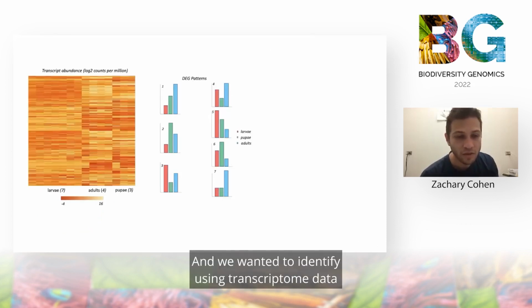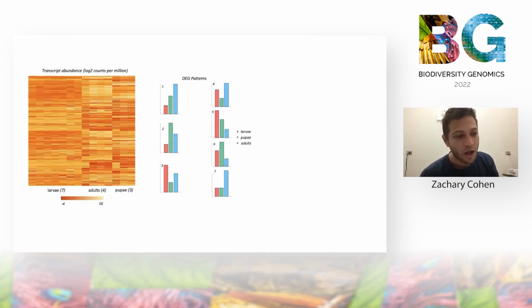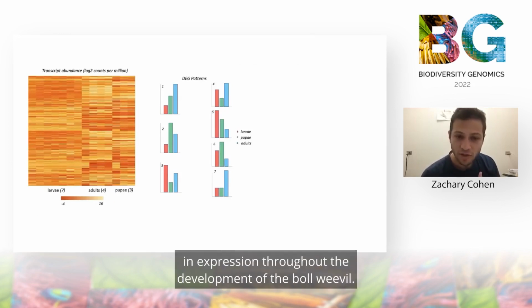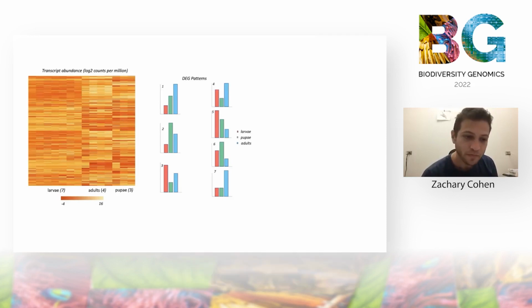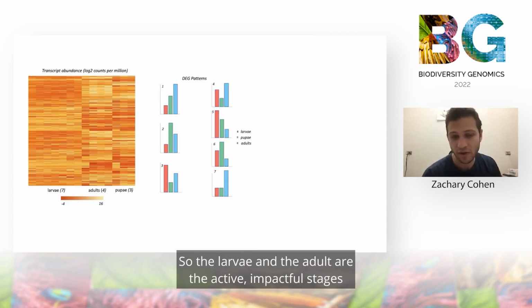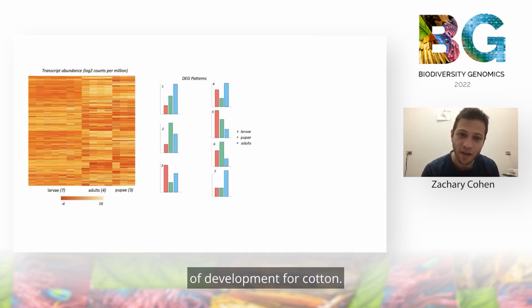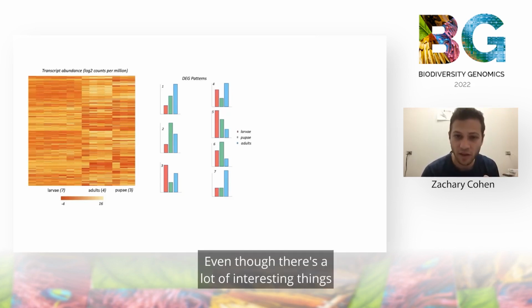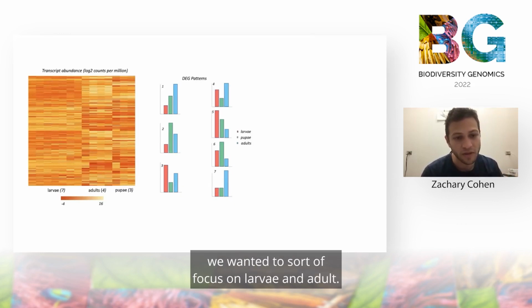And we wanted to identify, using transcriptome data, how genes were changing in expression throughout the development of the boll weevil. The larvae and the adult are the active, impactful stages of development for cotton. Obviously the pupae are more or less inert, even though there's a lot of interesting things going on there. We wanted to focus on larvae and adult.